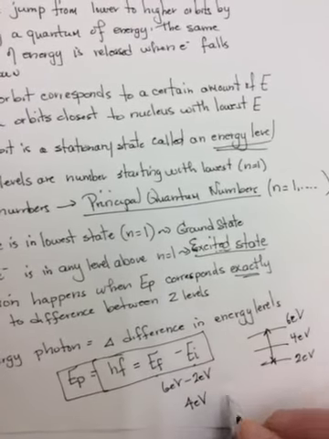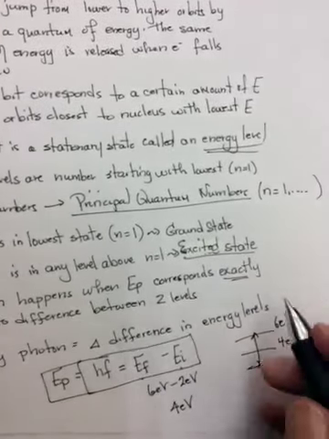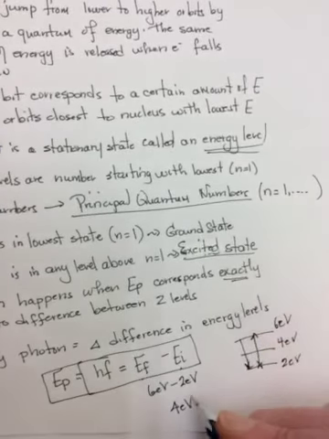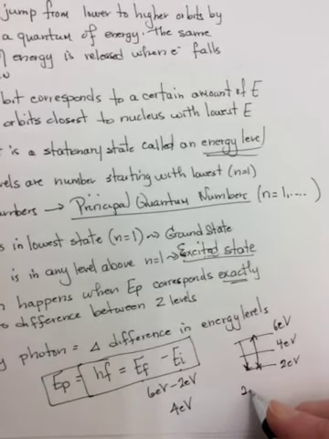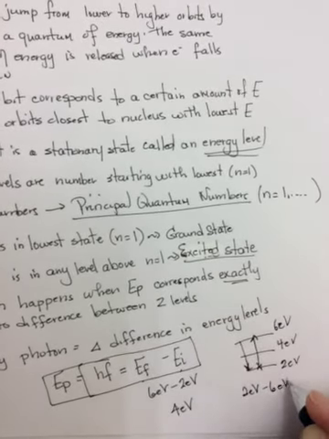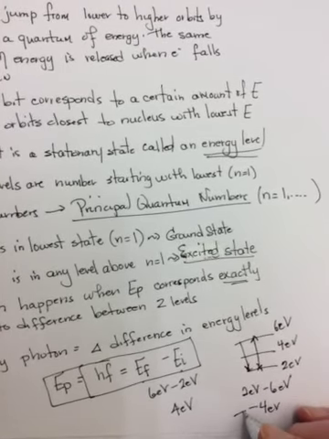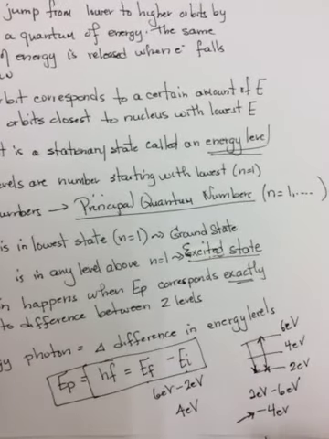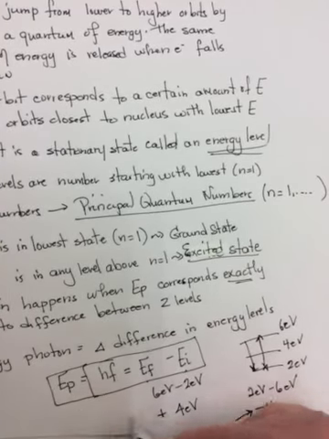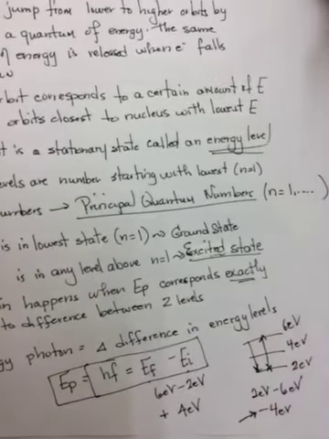You would get a positive 4, the positive indicating that the photon was absorbed. But if it was falling down, then it would be going from 6 to 2. So final would be 2 electron volts, initial would be 6 electron volts, which would give you negative 4 electron volts. And the negative means the photon was released, or emitted. So a positive on your EP means it's been absorbed, and a negative on your EP means it's been emitted. Okay?